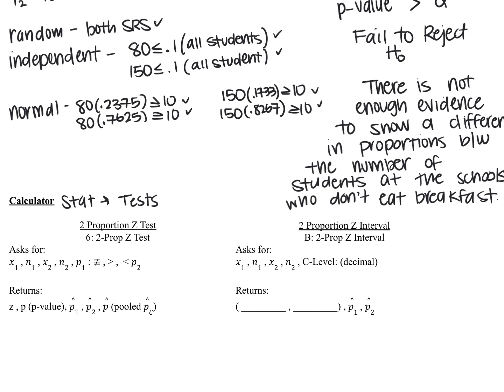If you are doing a confidence interval, you again go to stat and tests, and you use a 2-proportion z interval, which is all the way to the letter B. You need to plug in your X1, your N1, your X2, and your N2, and your confidence level as a decimal. It will return the interval itself along with your P1 hat and P2 hat. Let me know if you have any questions about a difference in proportions, whether that's constructing a confidence interval or performing a significance test.